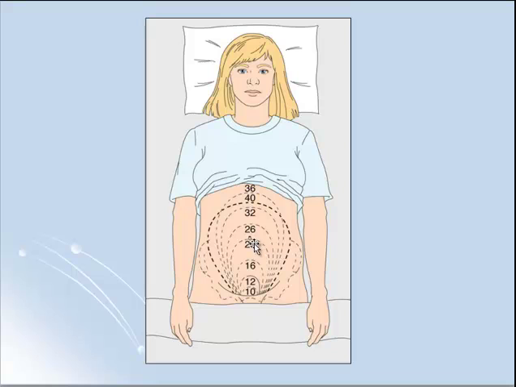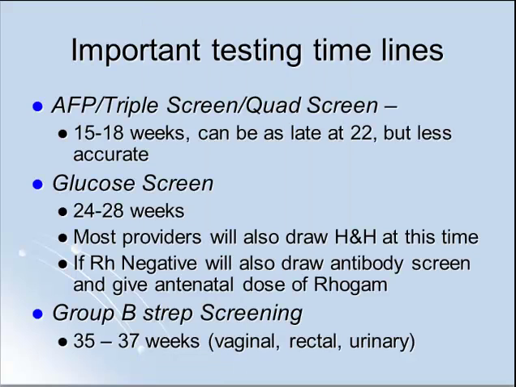See right here at the 20 week is about the umbilicus, and then 1 centimeter per week as we go up. 36 weeks is usually higher sometimes than 40 because the baby is dropping down into the pelvis and getting ready to be delivered. Important testing times. So when we see these patients, they're not always going to fall dead on one of these 15 to 18 weeks, so we use those as guidelines.